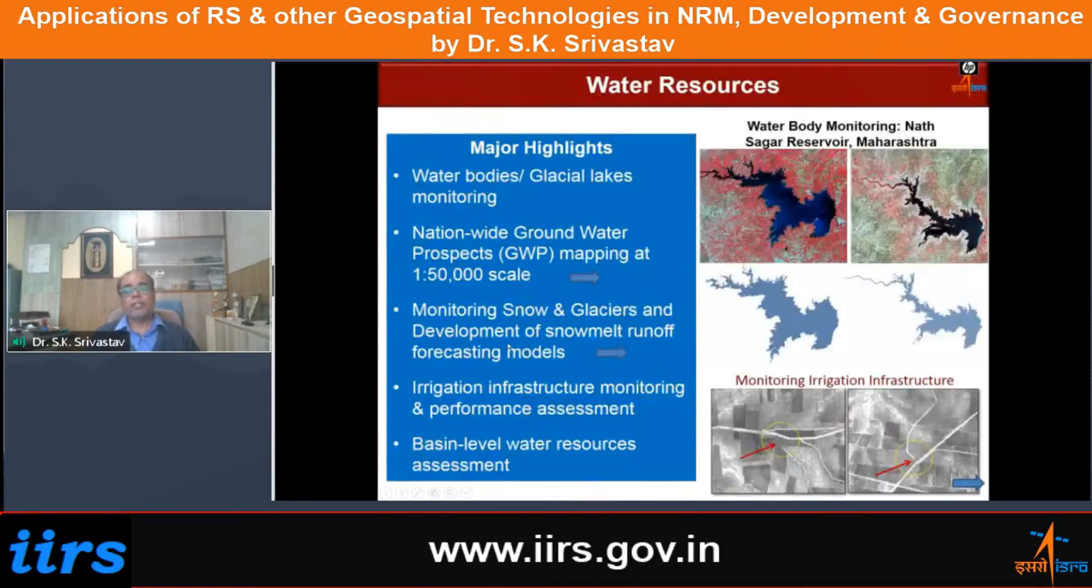Then there is another very important application within the water resources sector, which is in the field of cryosphere studies. That means we deal with the mapping and monitoring of snow cover and glaciers, particularly in the Himalayan terrain, and also the development of snow melt runoff forecasting models. This is another very important area of water resources applications of satellite remote sensing. I will show you a couple of slides in this domain also.